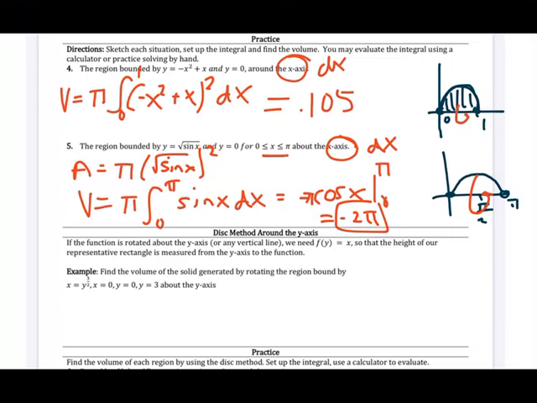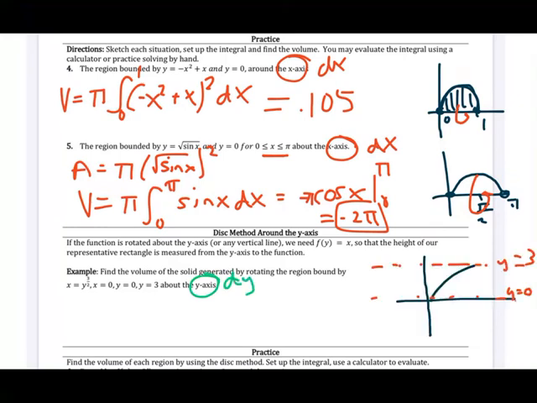Find the volume of the solid generated by rotating the region bound by x equals y to the 3 over 2, x equals 0, y equals 0, y equals 3, about the y-axis. So first, draw a picture of what's going on, find your area, and then to find the volume, integrate that area, this time with respect to y, since we are talking about the y-axis.